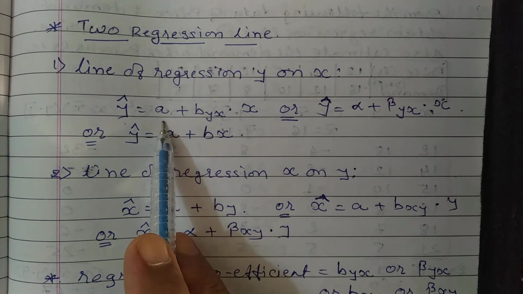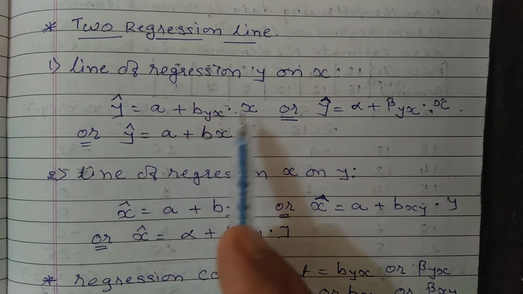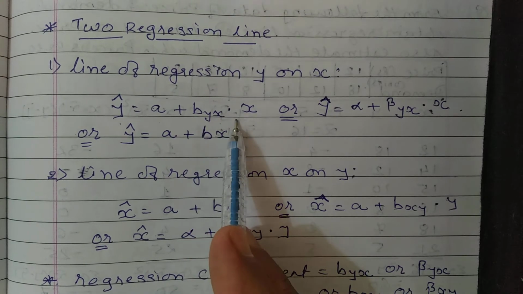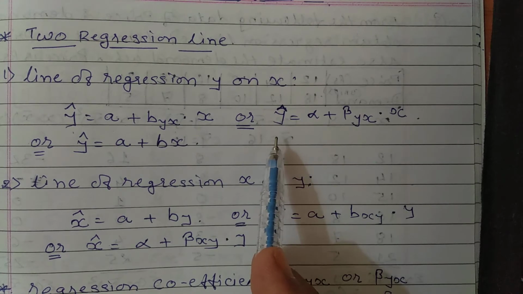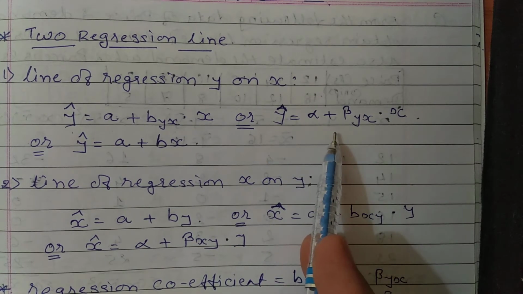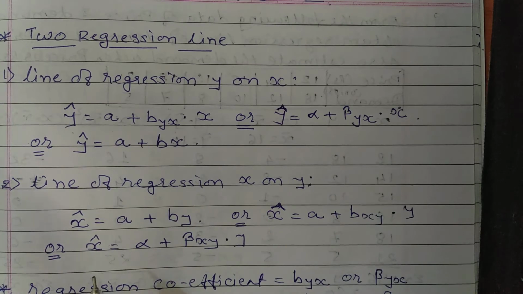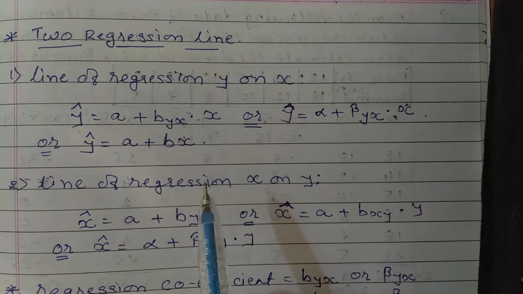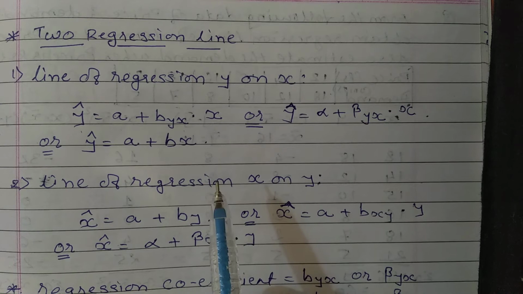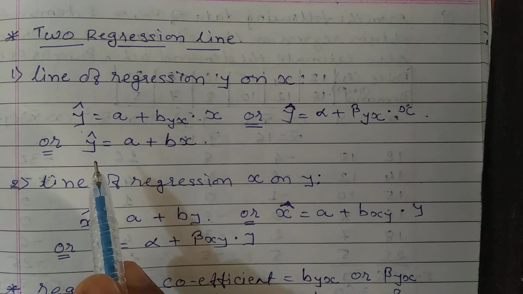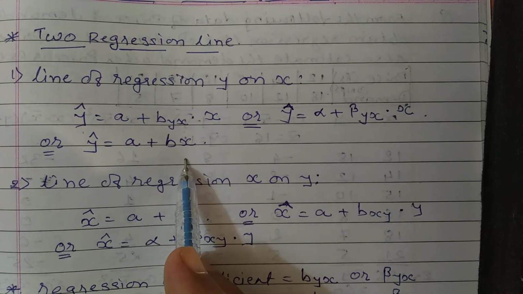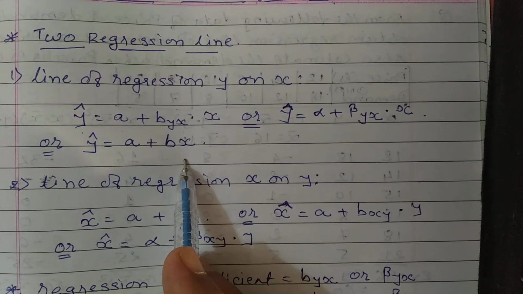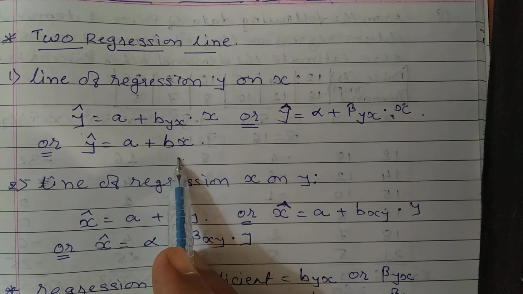A is the constant term. The same formula, y cap is equal to a plus byx into x, can be expressed as y cap is equal to alpha plus beta yx into x. Simply, if you want to find this regression equation, you may consider it or write it in the same pattern in a different way. Y cap is equal to a plus bx. You can use this equation, y cap is equal to a plus bx.